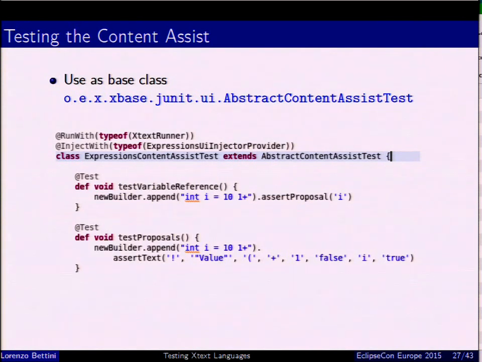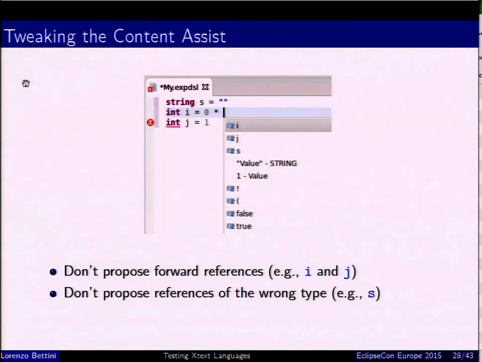Why is it important to test the content assist? Because usually you will have to tweak the content assist. For instance, for this language, we want to avoid proposing forward references in a given part of the program. Because, for instance, here, I must not propose J because it wouldn't be correct. I should not propose S because it's a string. It would be incorrect here.